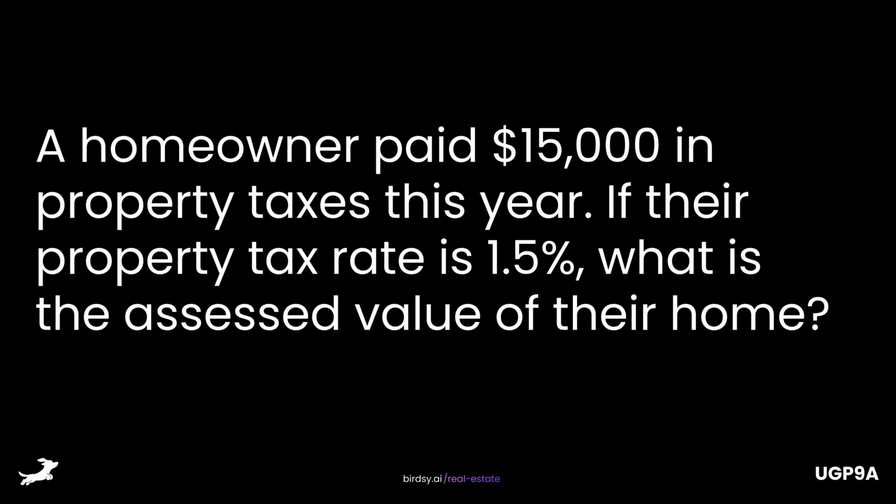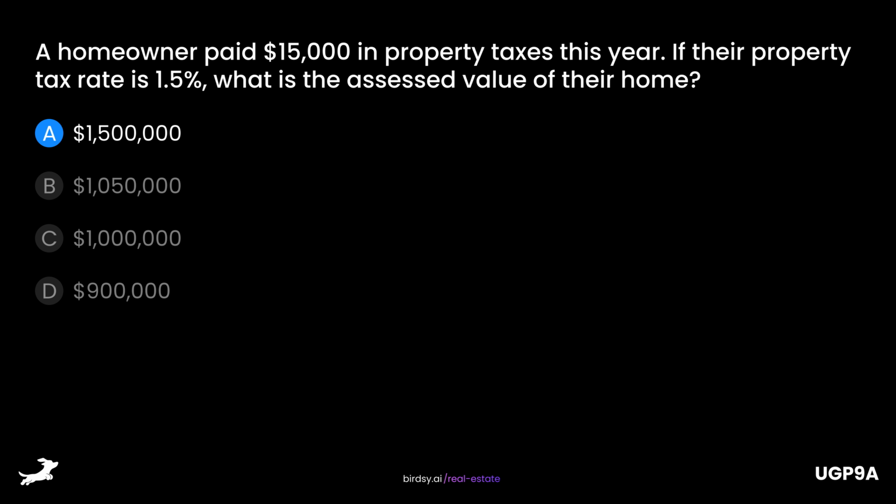A homeowner paid $15,000 in property taxes this year. If their property tax rate is 1.5%, what is the assessed value of their home? Is it A, $1,500,000, B, $1,050,000, C, $1 million, or D, $900,000? The answer is C, $1 million.